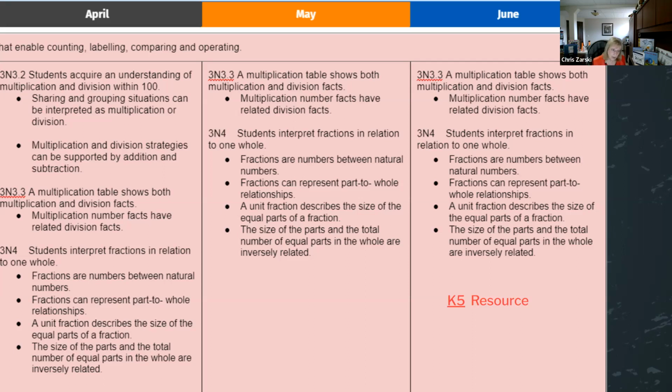And so we're going to talk a little bit about that again. And then I've got a link here for you. I won't go into it right now, but remember K5 isn't one that we're new to. We've used them before, but they have a great resource on unit fractions that you might want to have a look at.